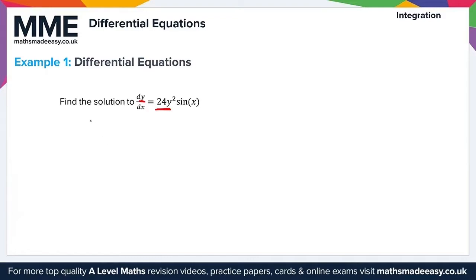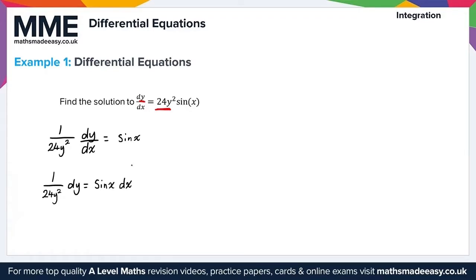the right hand side. So in that case we get 1 over 24y squared dy by dx, and this is equal here now to sine x. Now remember, we want the left hand side here in terms of y and dy here only. So in that case what we need to do now is multiply by dx. So what we get now is 1 over 24y squared dy is equal to sine x dx.